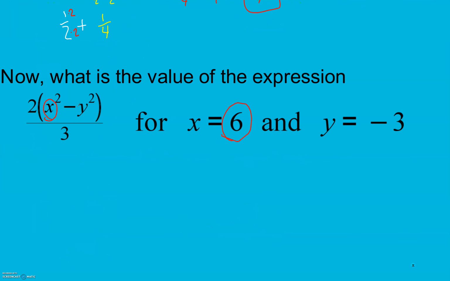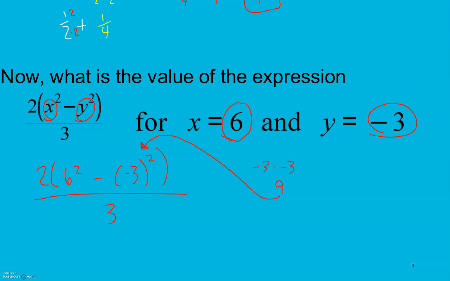X is 6, Y is -3. So 2 times 6 squared minus, in parentheses, we plug in the -3 squared. And it's got to be in parentheses, guys, because exponents come before multiplication and subtraction. So we have to take the -3 times -3 and get 9. And that 9 is what goes in for this exponent here.